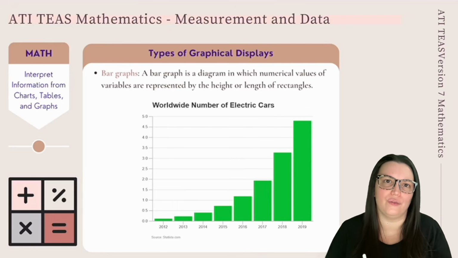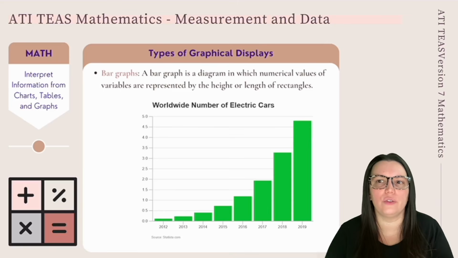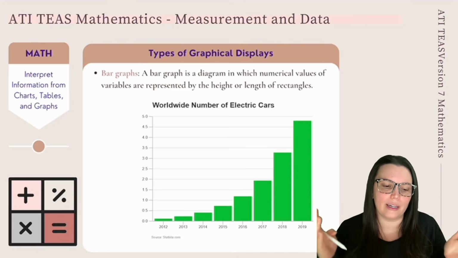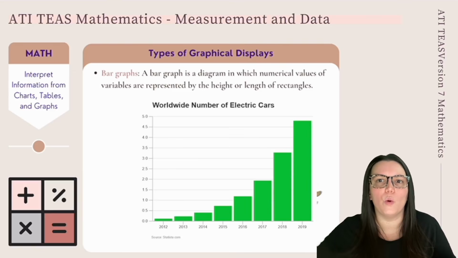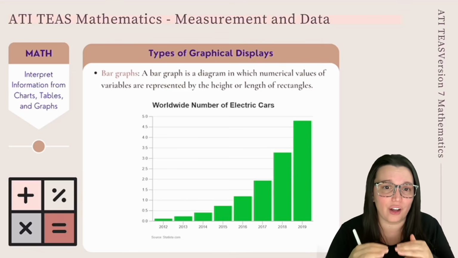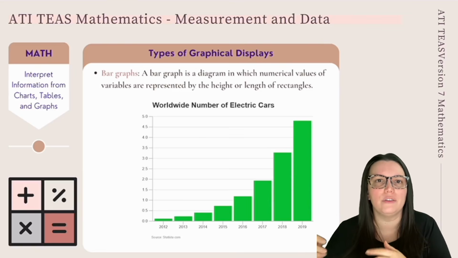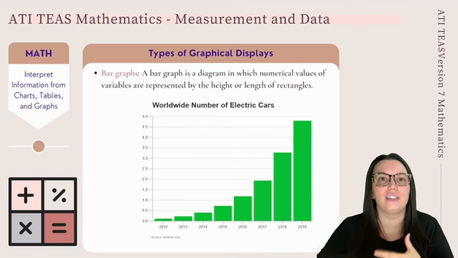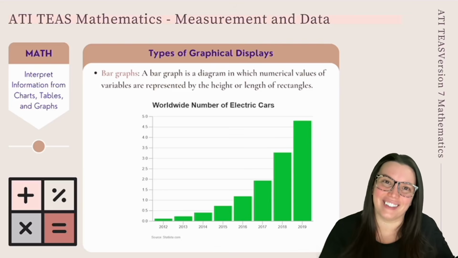And then lastly, we have bar graphs. Bar graphs are also very huge. Bar graphs are used as a diagram in which numerical values of variables are represented by height or length by rectangles, right? So if you take a look here, we're looking at the worldwide number of electric cars. Over time, electric cars seem to become more and more popular, right? It started off very low in 2012, and all the way up until 2019, which is the most current data shown, it's very high. There's a good percentage of people who are purchasing electric cars versus traditional or classic cars.